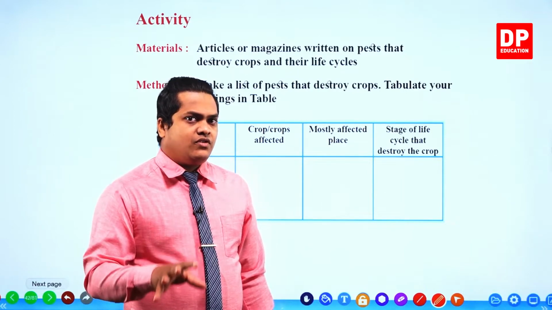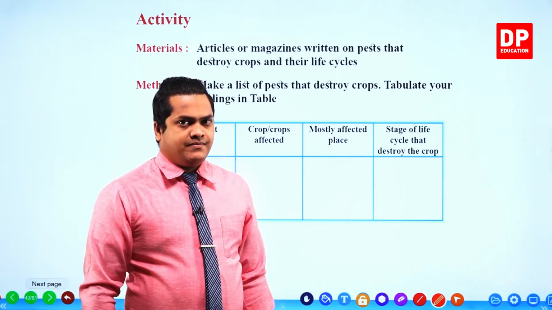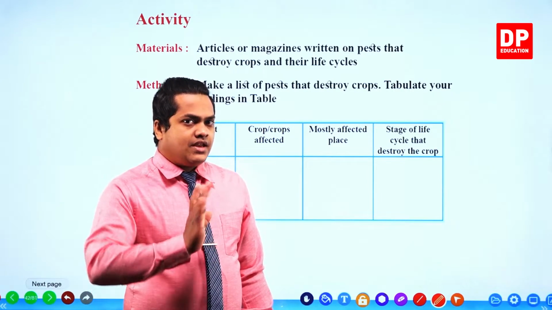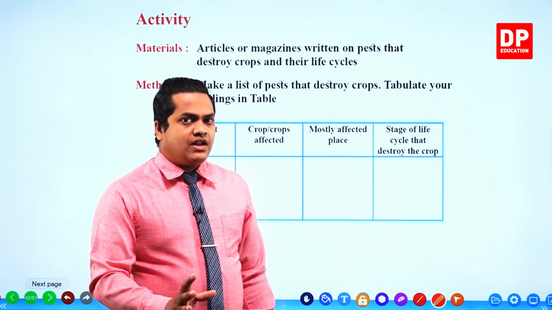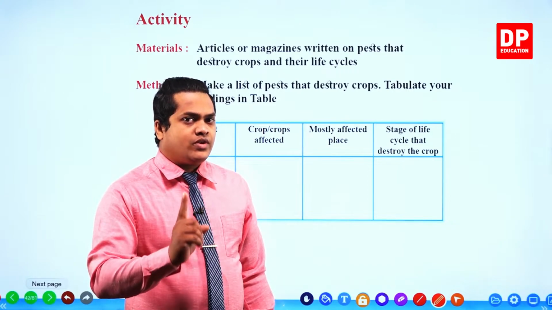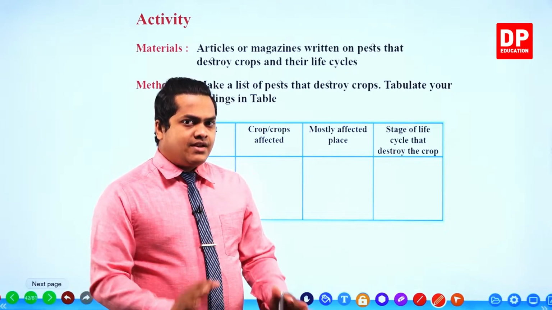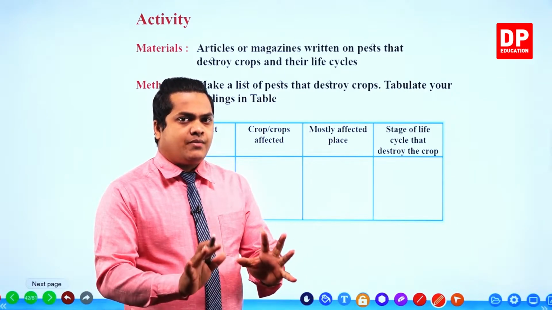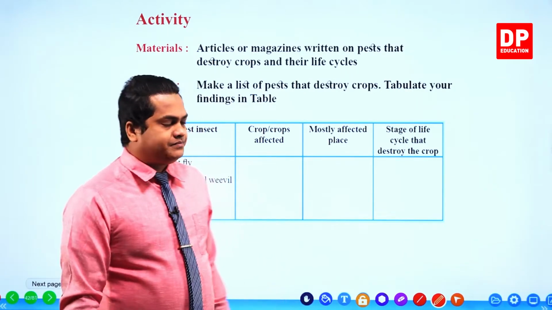First of all, we have to identify the life cycle. Then we are going to observe the life cycle and check which one is the sensitive stage. Then by destroying the sensitive stage, we can control the pest up to a certain level.